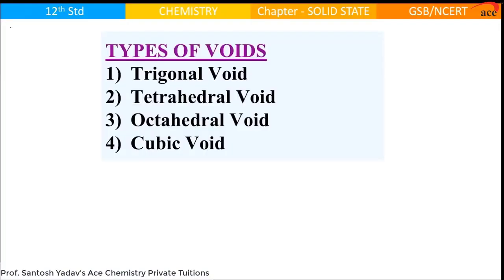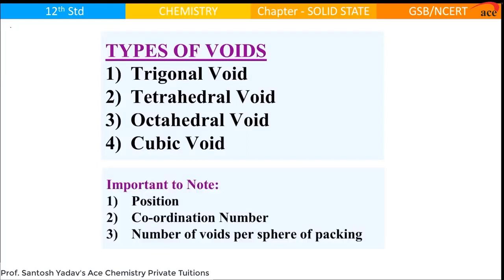We come to the next topic of different types of voids: trigonal void, tetrahedral void, octahedral void and cubic void. Now, all these voids are present in different types of packing, like AAA packing, ABAB packing, ABCA packing. In all these different packings, different types of voids are present.